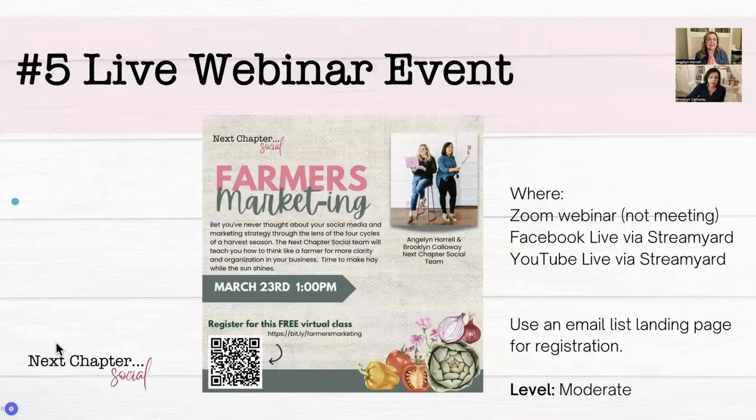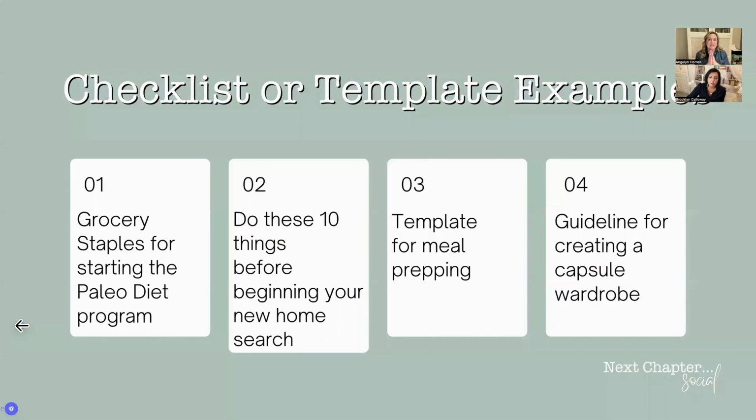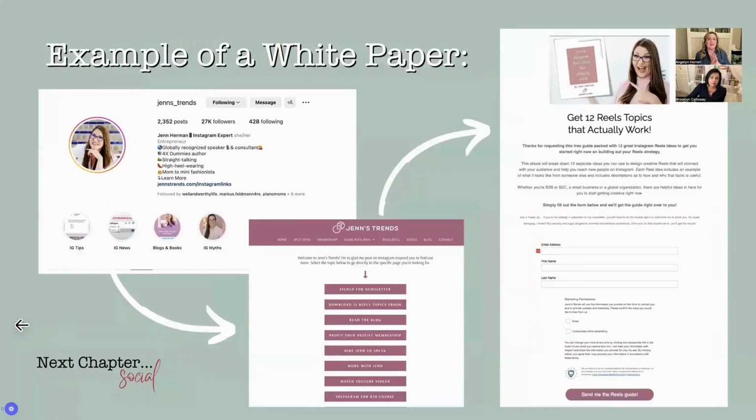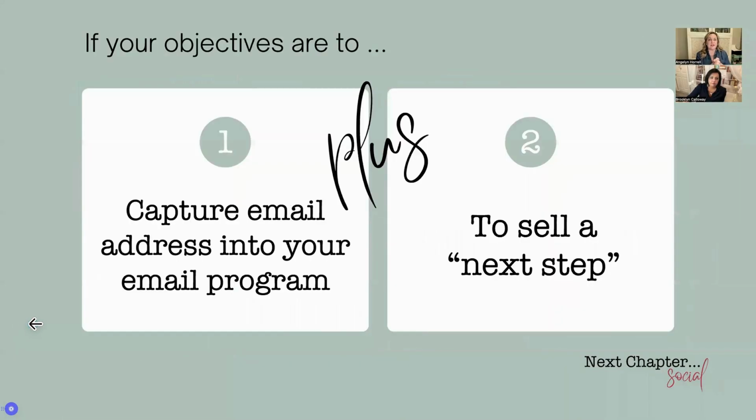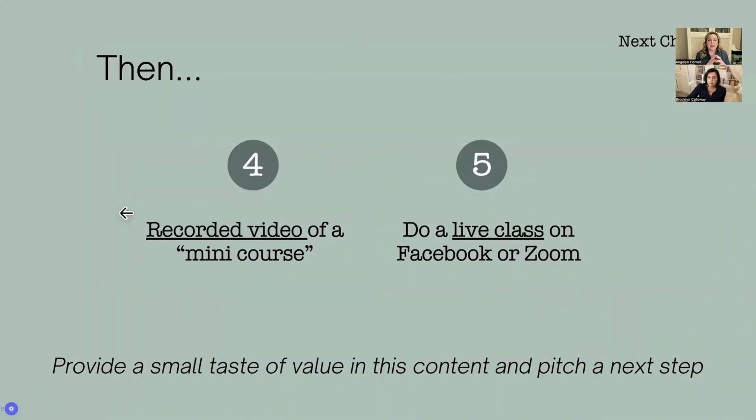I'm going to go back and let them know the 5. Okay, let's go back to the first 5. You're going to choose either a white paper, mini course on a single subject, an interactive quiz, or a template or checklist that simplifies something complicated. You're going to come up with that. Or you're going to come up with the plan for a recorded course or a live class.